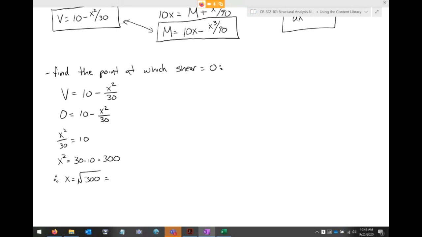Somebody help me out in the chat. 17.32, yada yada. There, yeah. So 17.32 feet. Does that match what we came up with in Excel? I mean, look right here. What did we find? That's the point at which shear equals zero, okay?